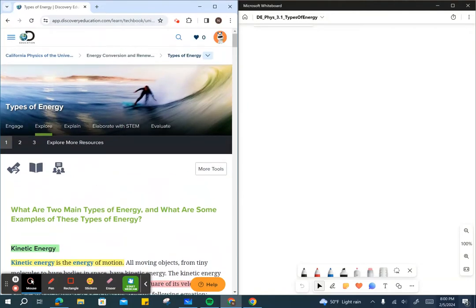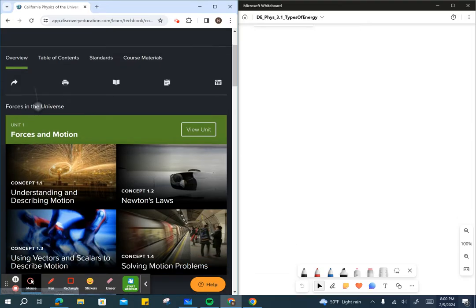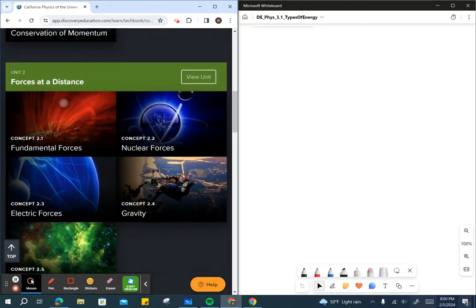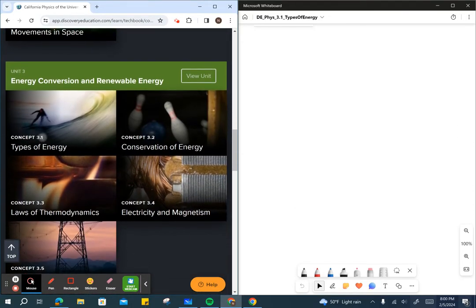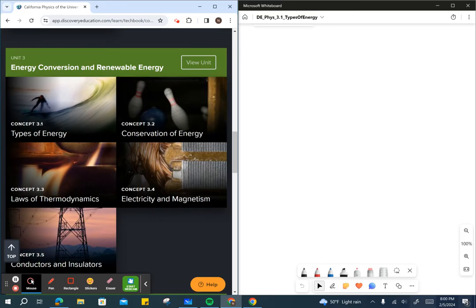Okay, we are beginning a new unit. Let's just backtrack here so you can get a view of that. We're in Unit 3. There we go. And Unit 3 is all about energy conversion, changing energy from one form to another. And it's also about renewables, renewable energies.